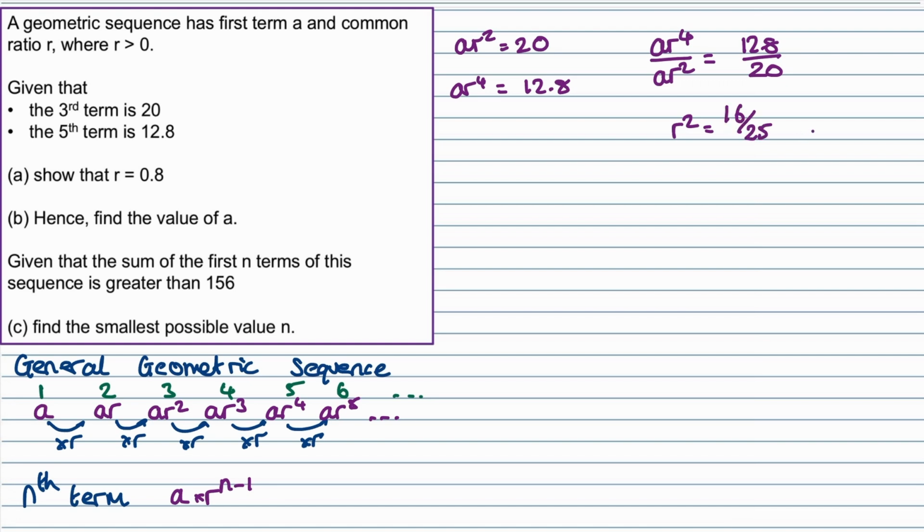Now we can work out R, we can square root both sides, so R will equal plus or minus 4 over 5. But we're told in the question that R is greater than 0, so R must be equal to positive 4 over 5, or 0.8. And if R is 0.8, we can substitute that back into either of these to work out the value of A. So if we use AR squared, then A multiplied by R squared, which we know is 16 over 25, will give us 20. So 16A, we'll move the 25 over to the right-hand side, we'll get 500. So therefore, A must equal 500 over 16, 31.25. So we've got A and we've got R.